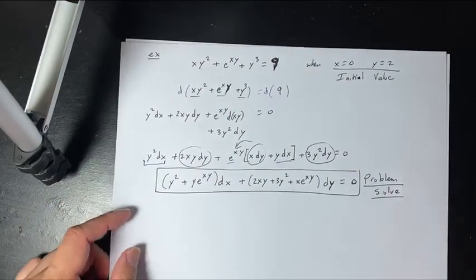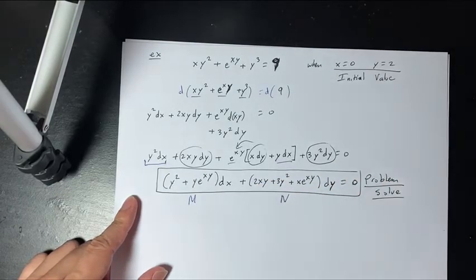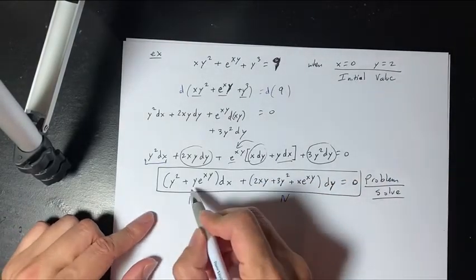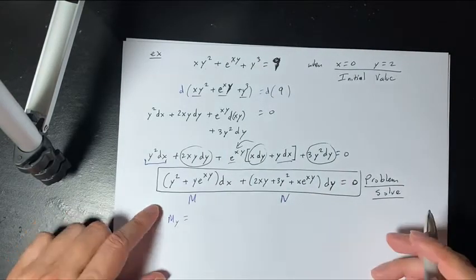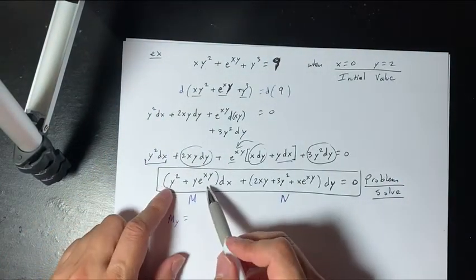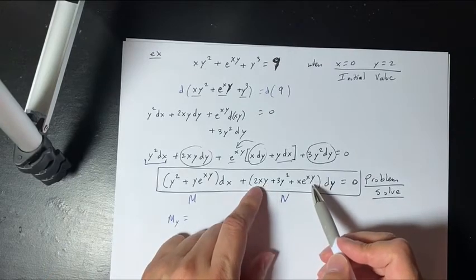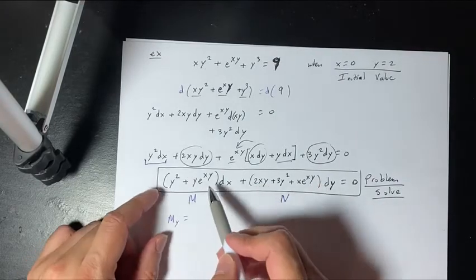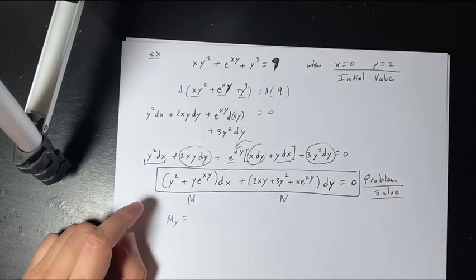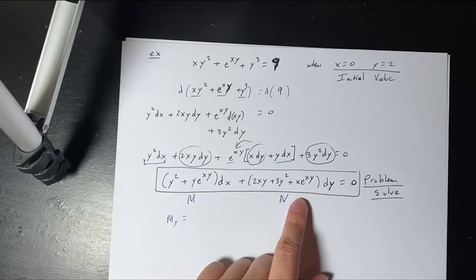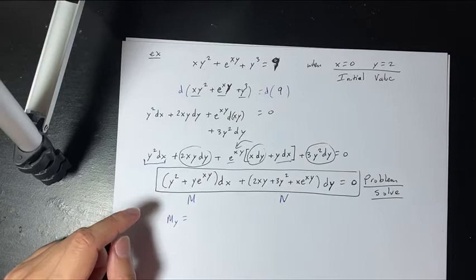Okay, so let's begin. So this is going to be our M, this is going to be our N, and in order to check if it's exact, I'm going to differentiate this with respect to y, because I'm assuming that if this is indeed coming from the same f, and this is f sub x, this is f sub y coming from the same f, then if I differentiate this with respect to y, and differentiate this with respect to x, they should be the same. Okay?